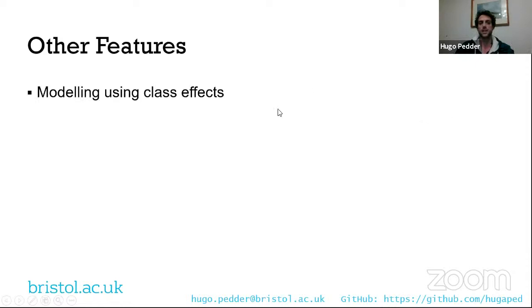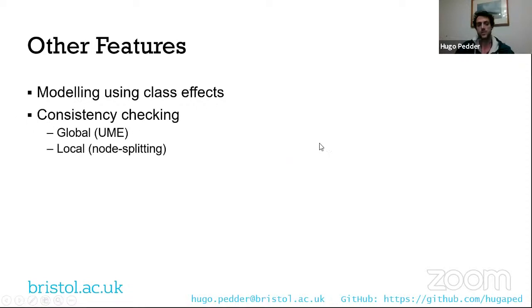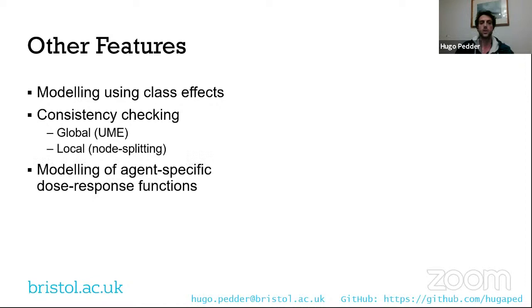So some other features that are in the package, we can apply class effects to parameters in the model. So if we have some reason to believe perhaps that for certain parameters, perhaps the Emax in the Emax model is shared within a class of agents, then we can model that, and we can do that based on pharmacometric properties that we believe might be plausible. We can also do consistency checking, which is really important in network meta-analysis, either globally or locally while accounting for the dose response. And we can also model specific dose response functions for specific agents if we believe that they may be different in the network, or if we're dealing with some really different classes of agents.